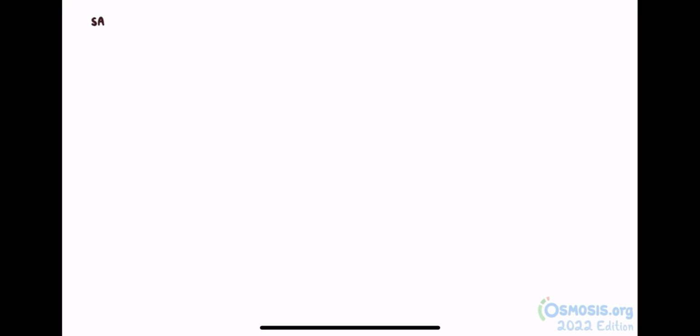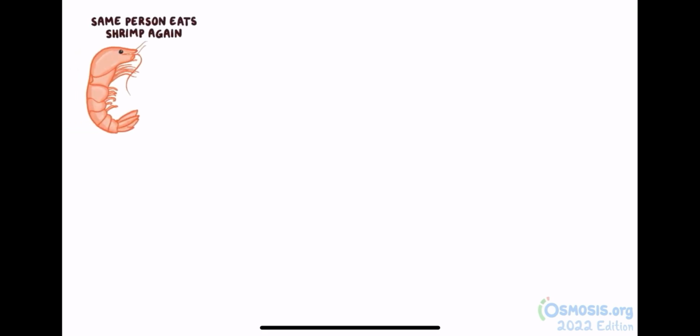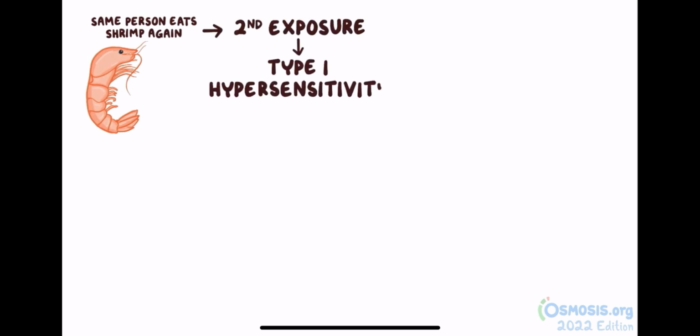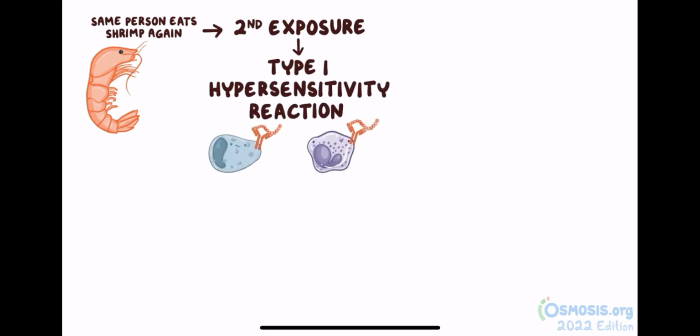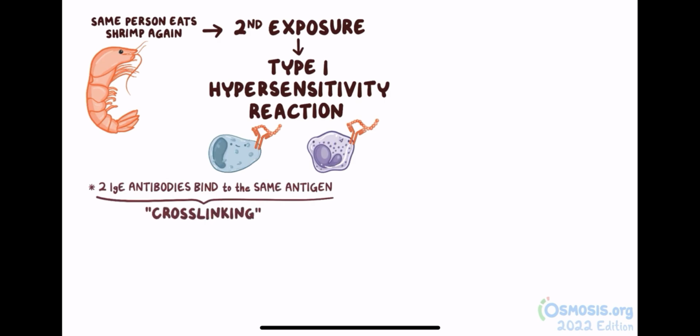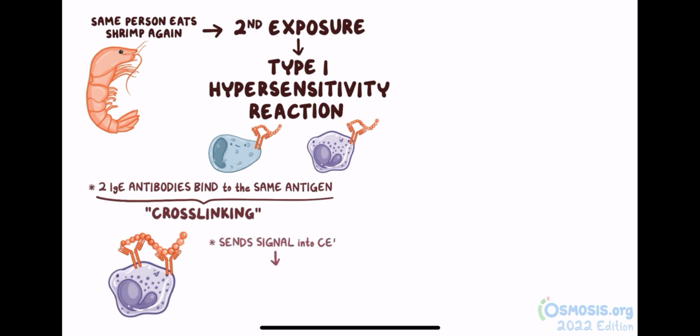Now, let's say that same person eats shrimp again a few months later. That's the second exposure that leads to a type 1 hypersensitivity reaction. Specifically, the IgE on the surface of the sensitized mast cells and basophils will bind to the shrimp antigen. When two IgE antibodies that are near one another both bind to the same antigen, it's called cross-linking. When two IgE antibodies cross-link on the surface of a mast cell or basophil, it sends a signal down into the cell, which makes that cell degranulate and release a bunch of pro-inflammatory molecules, like histamine.